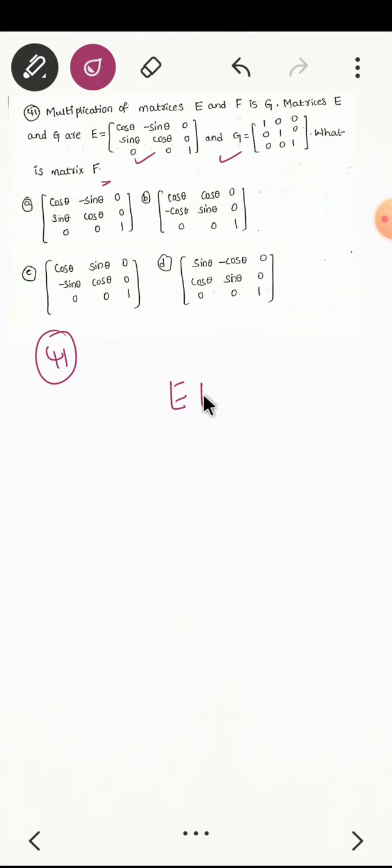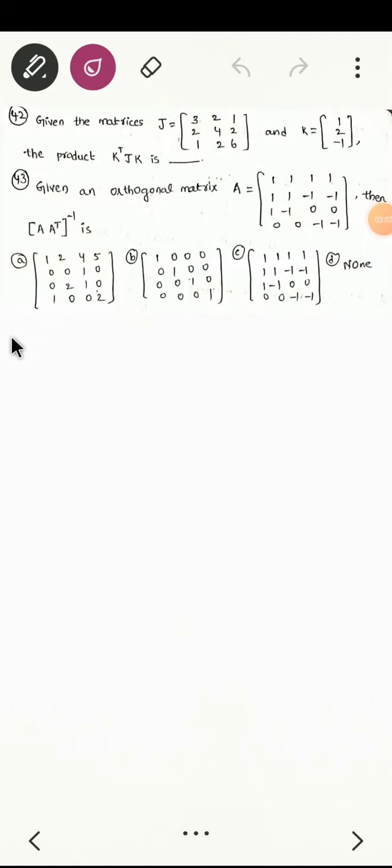E into E transpose I can write like that, because here the G matrix is indirectly the I matrix: 1 0 0, 0 1 0, 0 0 1. This is the I matrix only. So if E times something is the I matrix, then that something, E transpose, will be F. First find E transpose. E transpose is cos theta, minus sin theta, 0; sin theta, cos theta, 0; 0 0 1. Option C is correct.